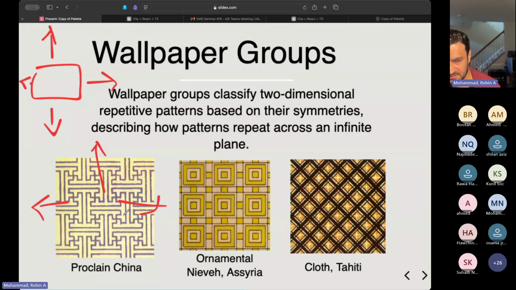If you look at these three patterns, each one came from a different location. This one is from China, Tahiti, and Assyria. I believe this should be Nineveh, maybe Nimrud. I'm not sure if this is from Mosul or not. Anyway, a wallpaper group, which we will talk about soon, is a repeated pattern in two dimensions. These are all examples, so you're assuming the pattern extends infinitely. Let's agree on that.